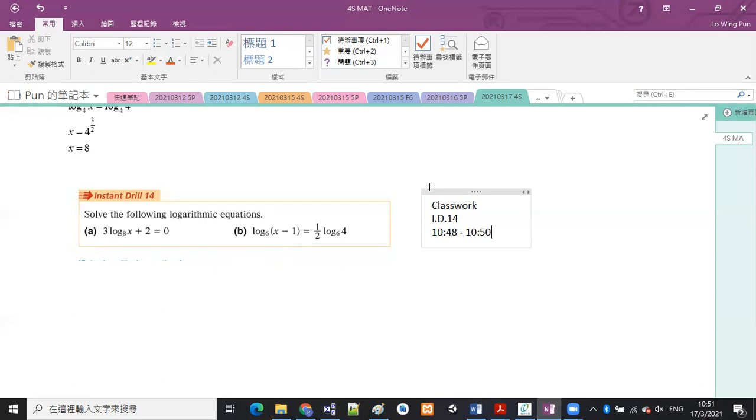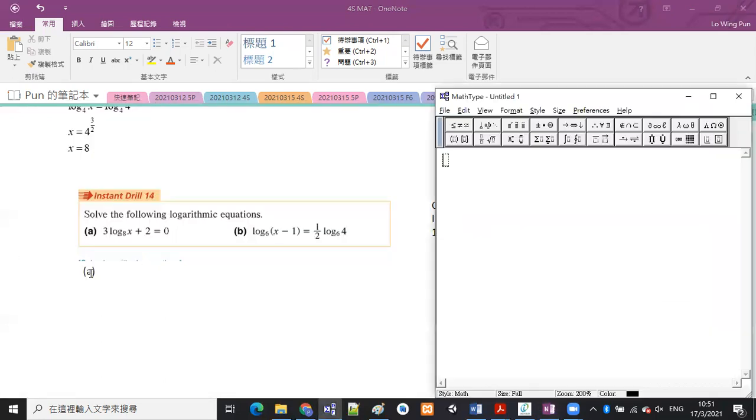Okay, let's check the answers. And part A, so we have 3 log x base 8 plus 2 is equal to 0. First, subtract the 2 to the right-hand side and divide the 3 to the right-hand side first. So leaving log x base 8 on the left, and then we have negative 2 over 3 on the right, okay? So left-hand side is everything inside 1 log. That is okay, that is ready.